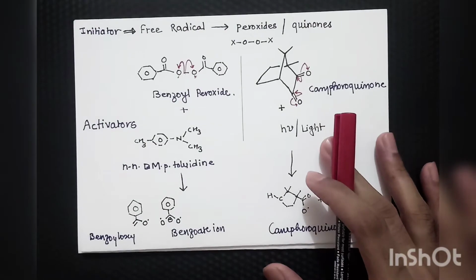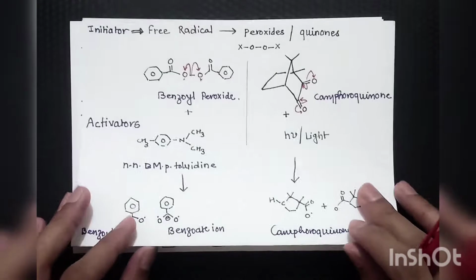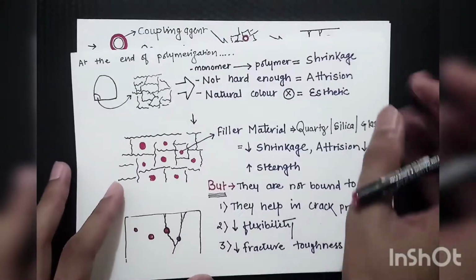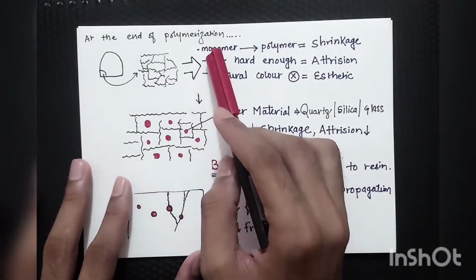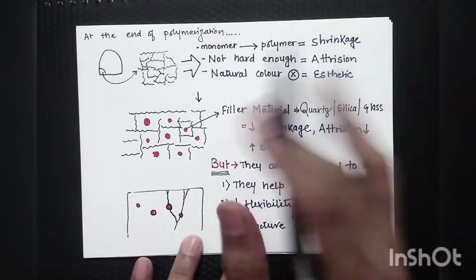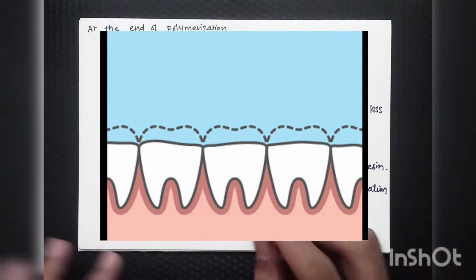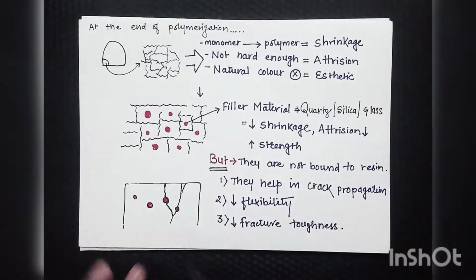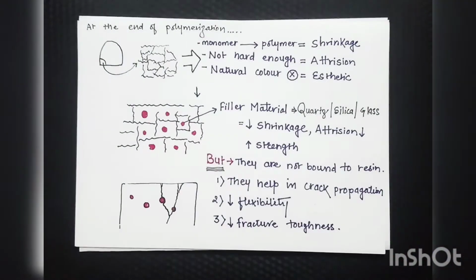The problem with this resin is that it is not hard enough, plus there will be shrinkage of the resin, because at the end of the polymerization we have this cured resin, the monomer will be converted into polymer and this will cause shrinkage of the resin. Plus this resin is not hard enough, and it will cause adhesion problems. Plus this resin does not have the natural color of the tooth, it has an artificial color, so we have to add something to give shades of this color.